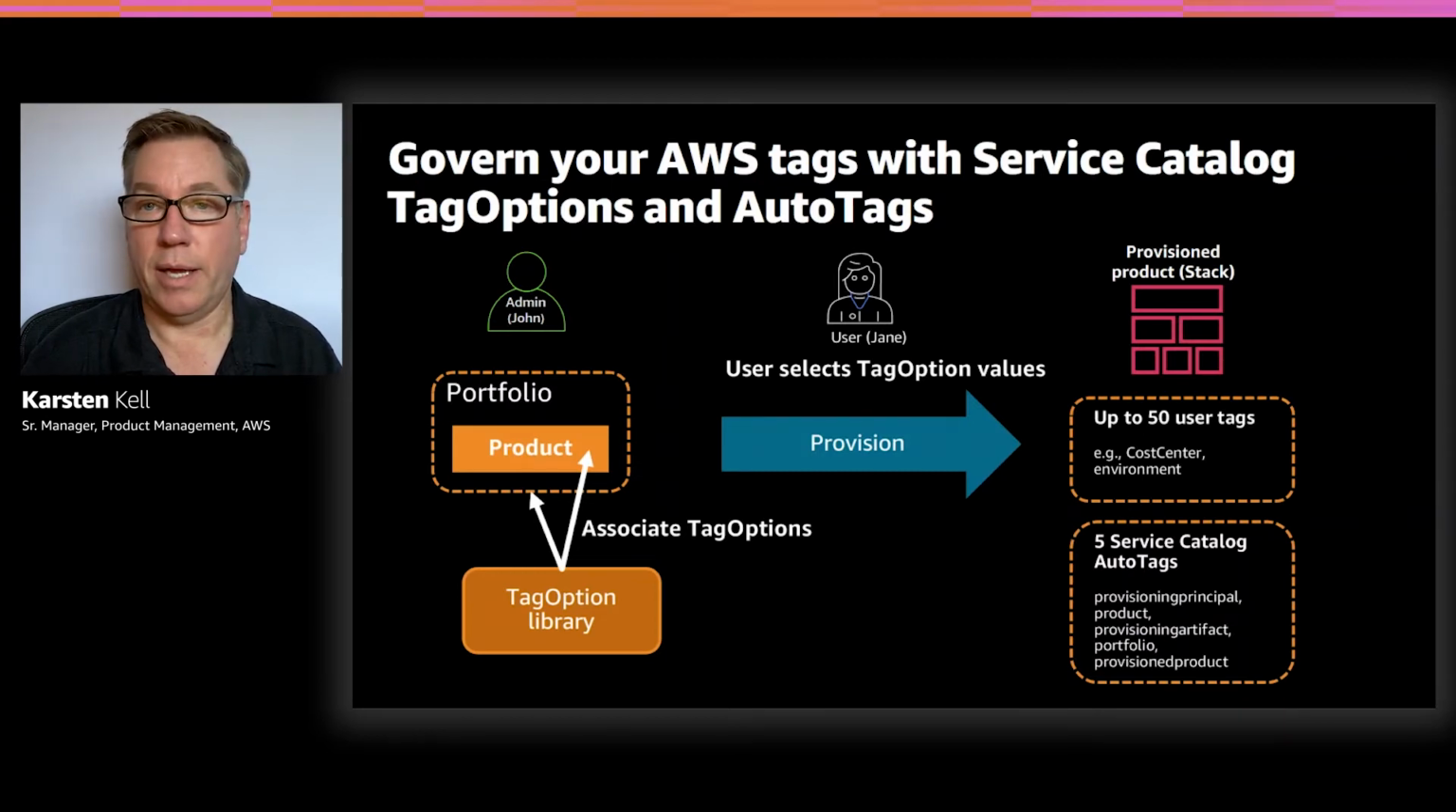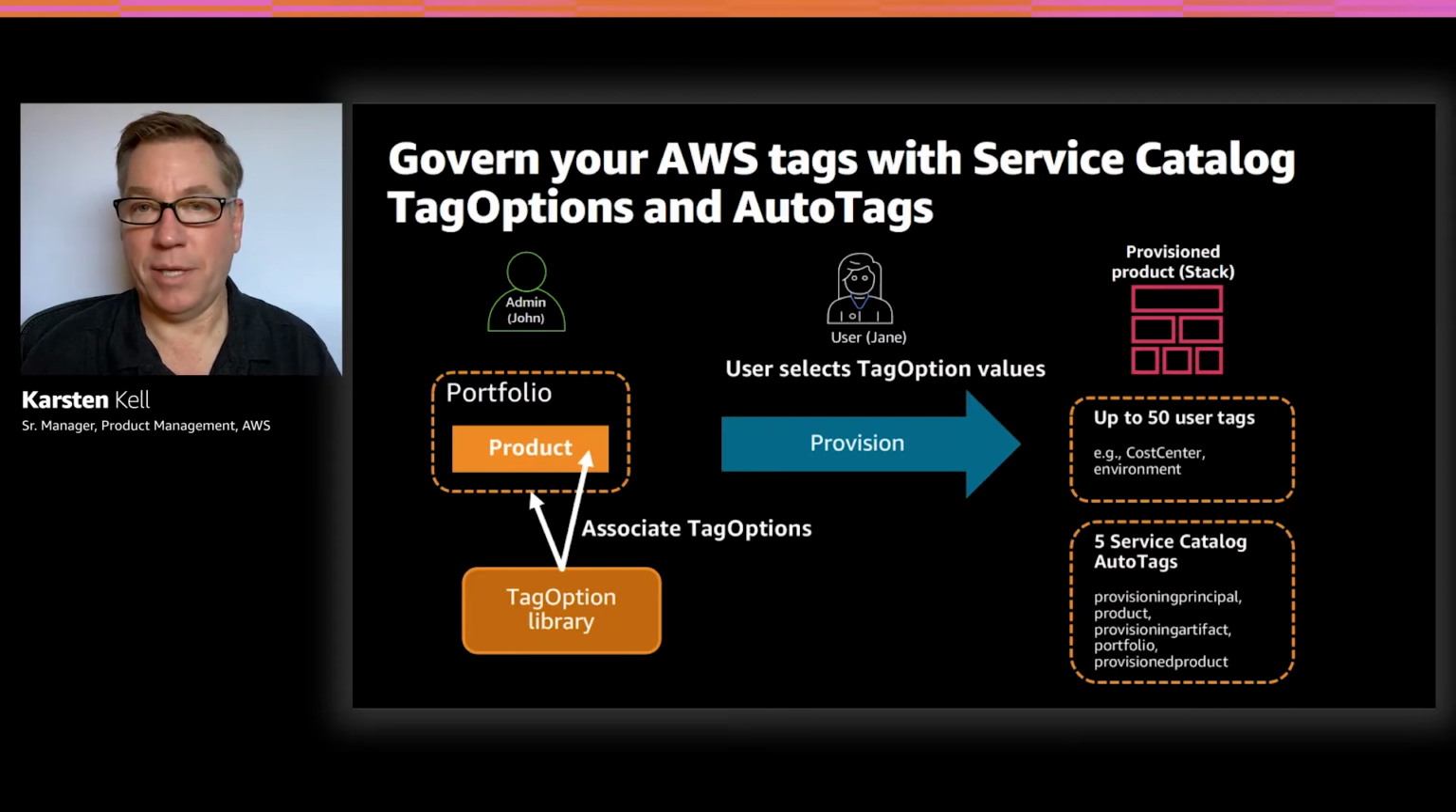Now, when the end user self-service provisions that product, those tags will get enforced. If there are multiple values that are available, the user must select one of those values in order to continue with provisioning. So the net result is your Service Catalog provisioned products, which are CloudFormation stacks, are properly tagged.